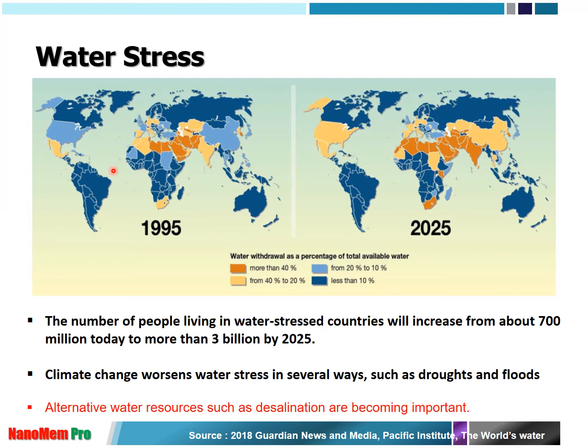So let's look at these world maps. You can see more than 40% of water withdrawal as a percentage of total available water, and from 40% to 20%, the yellow color. You can see this kind of color in the Africa area. You can see less than 10%, or from 20% to 10%. So this color is changed significantly in 2025, and this will be accelerated because of the unpredictable climate change and also our population growth, and therefore alternative water resources such as desalination are very important in the future.